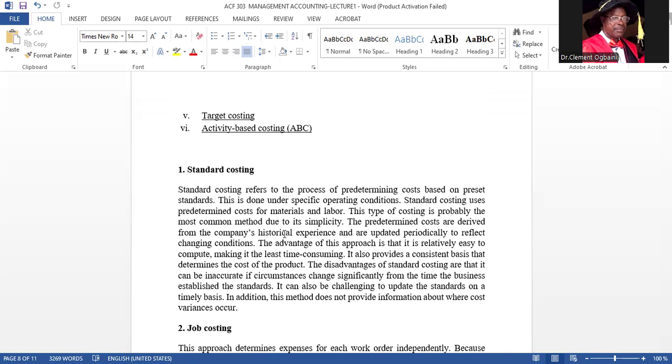The first one is standard costing. Standard costing refers to the process of predetermining costs based on the present standard. This is done under a specific operating condition. Standard costing uses predetermined costs for material and labor. So what we are saying about standard costing is that because of past operation, because of the history of your operation, and also because of what you are expecting in future, you can come up with a standard.